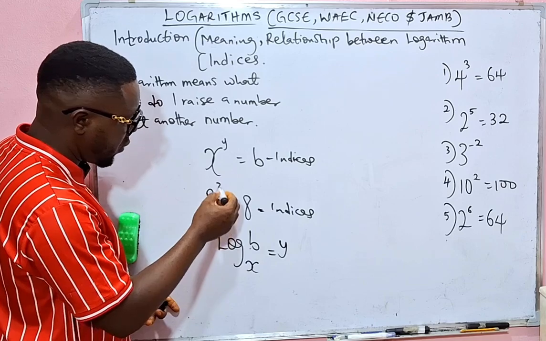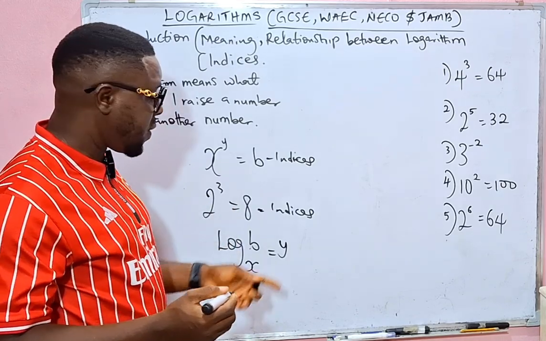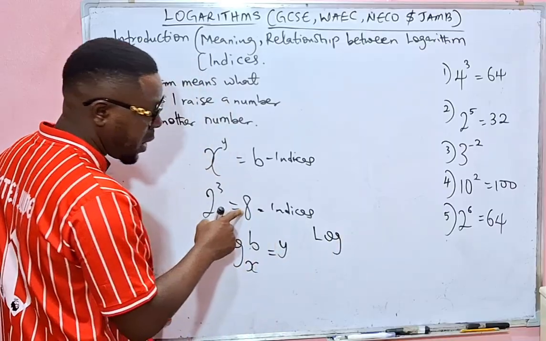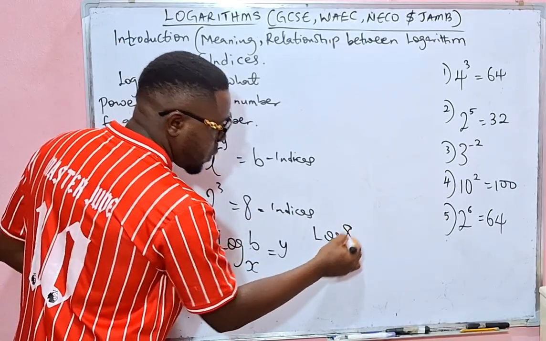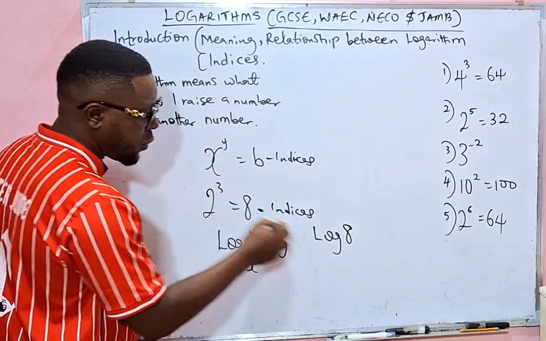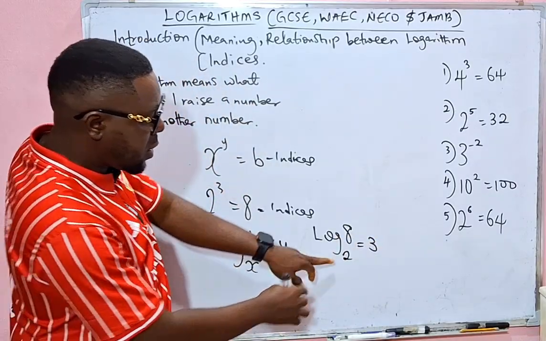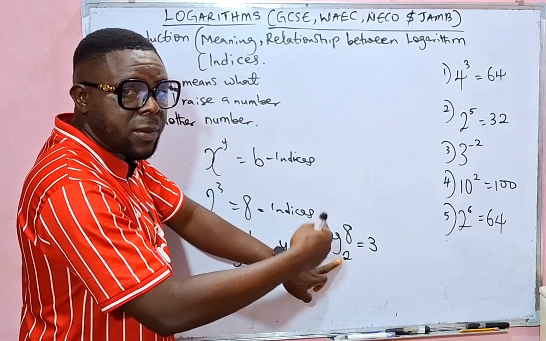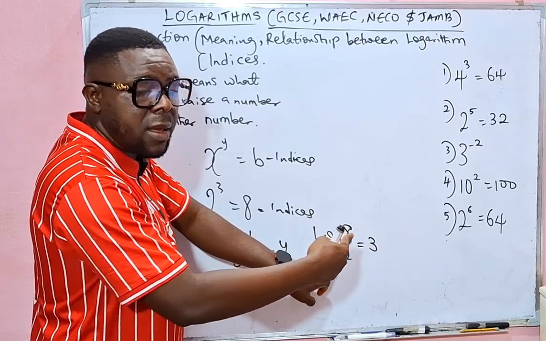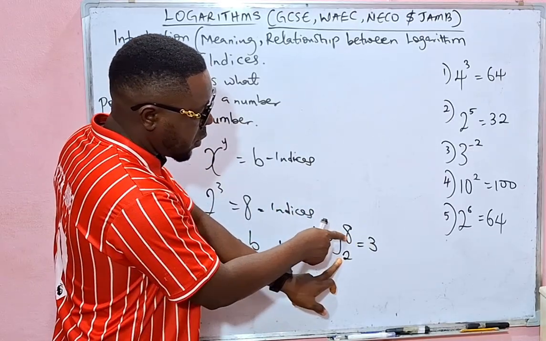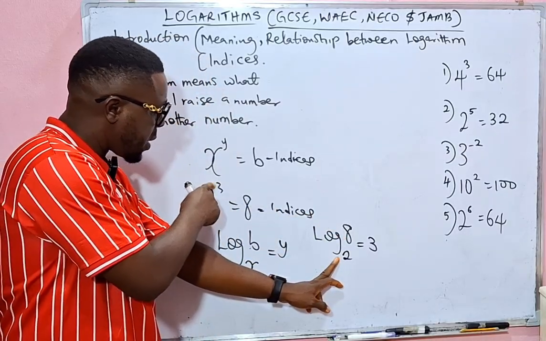Let's change 2 to the power of 3 is equal to 8, which is in indices, to logarithm. So this will give me log 8 base 2 is equal to 3. So logarithm means we are trying to look for a number that if you raise to a power, it will give you another number. So 2 power 3 will give me 8.